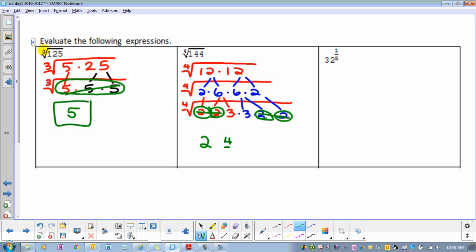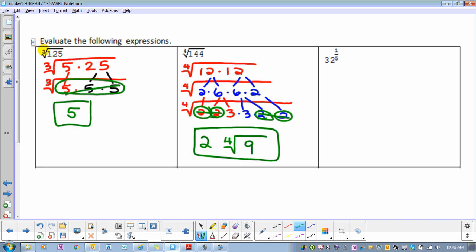But, you know, these 2 3s here, they can't come out. We don't have enough. So they have to stay in, and we just multiply them. What's 3 times 3? 9. So this is my final answer for that. 2 times the 4th root of 9.